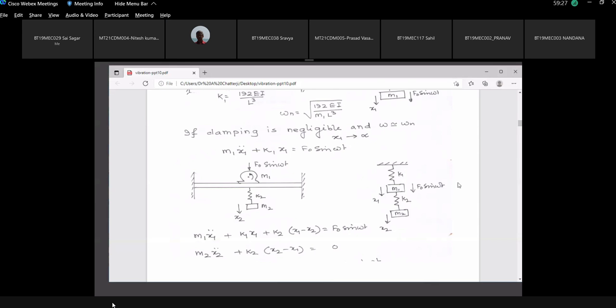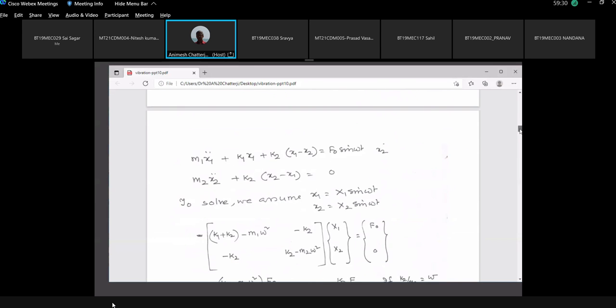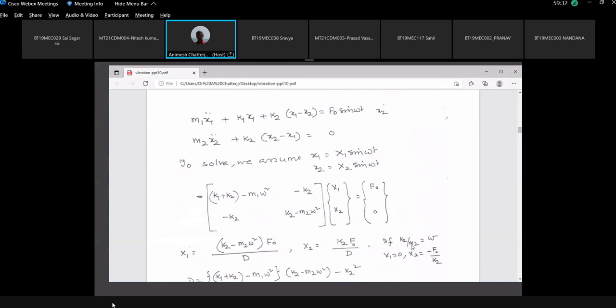Is there any doubt in the mathematical derivation? Mathematically, we have proved that if K2 by M2 is equal to omega n square, and because in this case omega n square is omega square, this numerator factor comes out to be 0. If omega n square is not equal to omega square, this will not be 0. And if omega n square is not equal to omega square, I don't have a problem. Why should I go for a vibration absorber? I have a problem because omega n is exactly equal to omega.